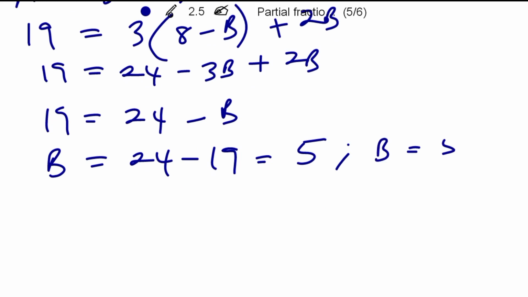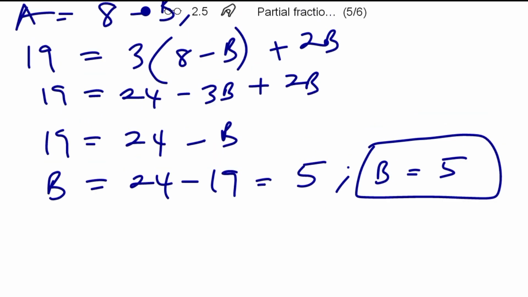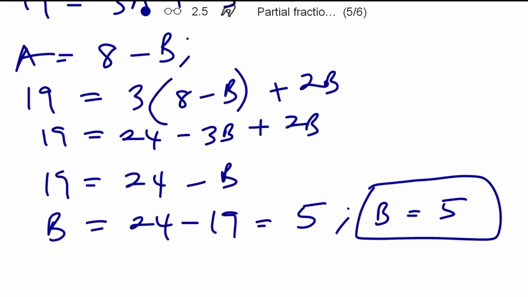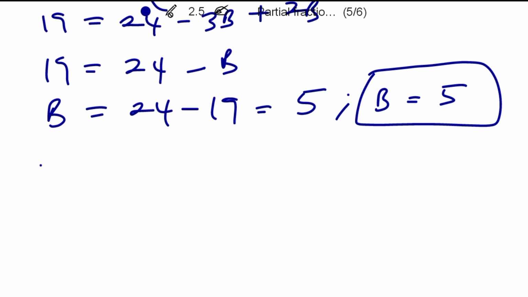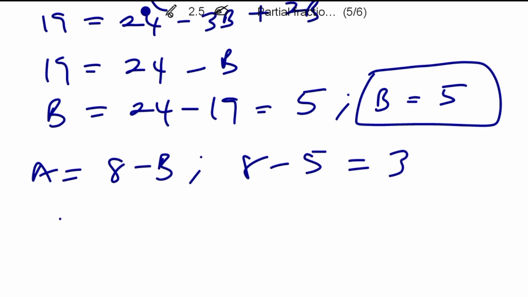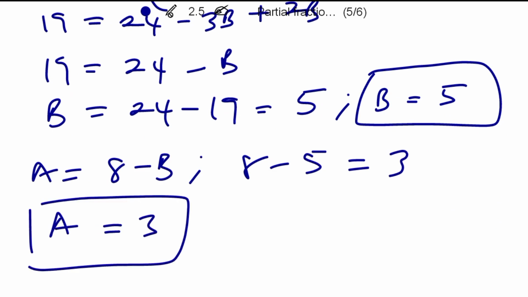So b equals 5. But I also know that a equals 8 minus b. So if a is equal to 8 minus b, then it's 8 minus 5, which equals 3. Therefore a equals 3. So we've calculated a and b.